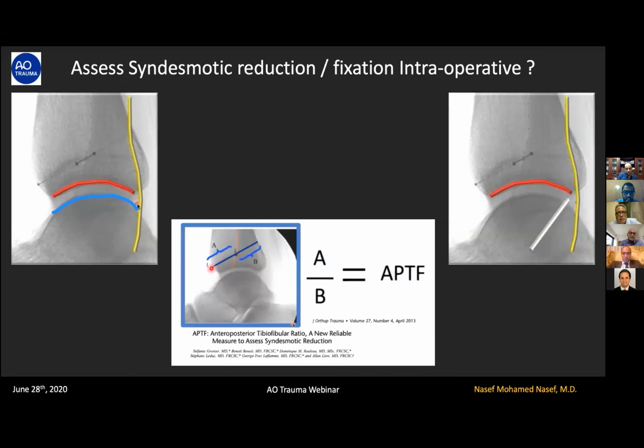This takes the epiphyseal plate at the junction exactly, going backwards to the anterior dome of the tip of the anterior cortex of the fibula and crossing to the posterior part of the tibial cortex. If you take these two bisectors, A over B, it should always be almost equal, 0.9 to be exact.